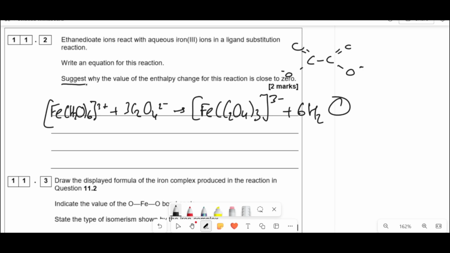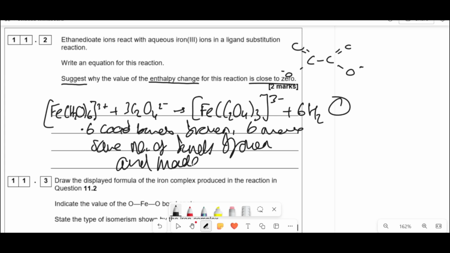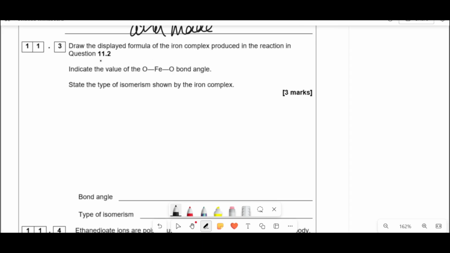The question says suggest why the enthalpy change of this reaction is close to 0. Enthalpy changes, remember, is exothermic and endothermic, bonds made, bonds broken. Now we're breaking 6 coordinate bonds, and we're making 6 coordinate bonds. So that's exactly it. 6 coordinate bonds broken, 6 made. Same number of bonds broken and made. Enthalpy changes are all about heat energy within things and their transfers based on bonds breaking and bonds making. Endothermic bonds breaking, exothermic bonds making. So if you have the same bonds made and bonds broken, then it's going to be an enthalpy change of nearly 0.